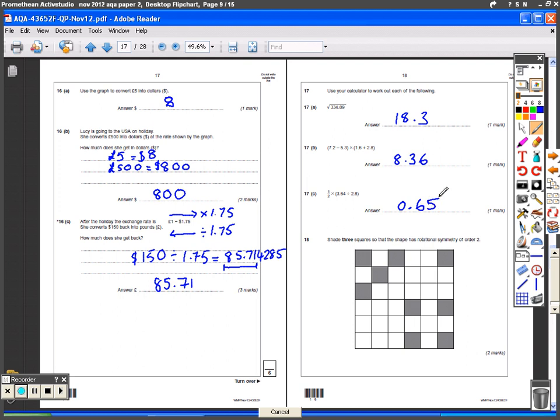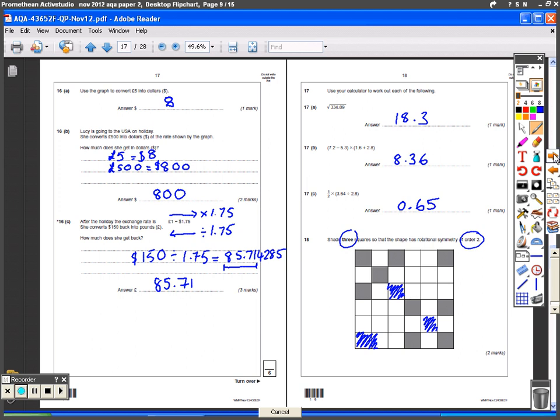Okay, question 18, it says shade in 3 squares so that the shape has a rotational symmetry order 2. So that must mean the shape's got to look the same when it's upside down, and of course when it gets back to 360 degrees on a full turn. So these are my 3 squares that I'm going to shade. One there, and then another one there. And then you can check this by turning your paper upside down. Does this shape look the same upside down as it does when it's back to this position again? I think you'll find that it does.